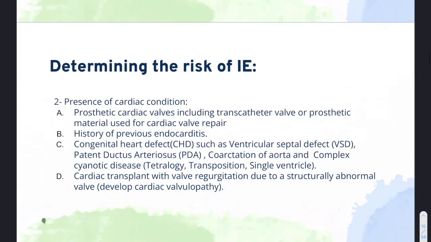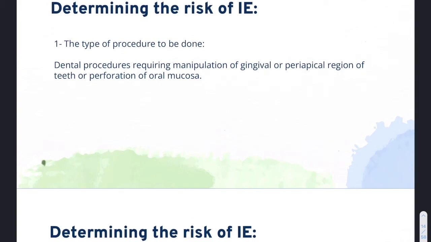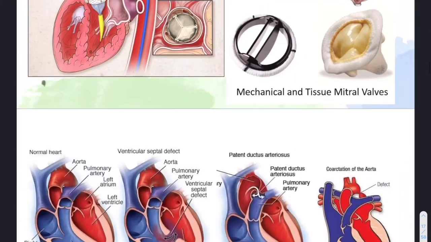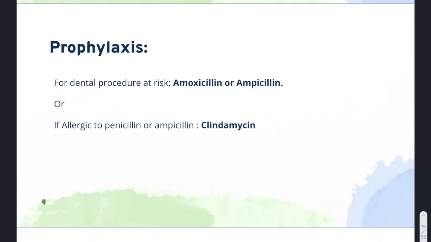So with one of these cardiac conditions and a dental procedure, infective endocarditis prophylaxis is recommended. It's recommended to give amoxicillin or ampicillin. If the patient is allergic to penicillin, clindamycin is a choice.